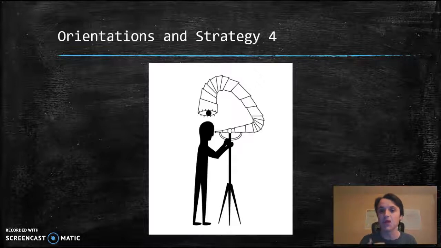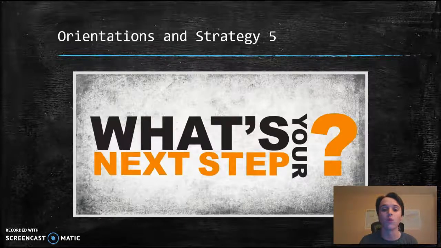For strategy 4, self-assessment, you want to make sure that they aren't only assessing exactly how they did, but they're assessing how they thought about it, how they really thought that they completed it. They're going to want to make sure that they know what their orientation is.